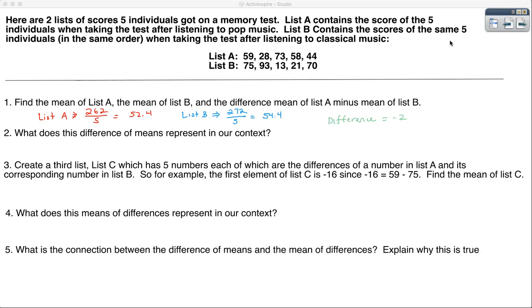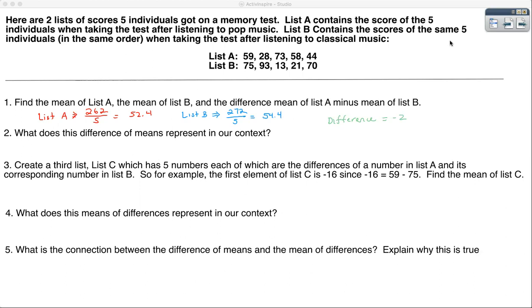Well, if we think about this, it's really just an estimate for how differently groups tend to score on the test after listening to the 2 different types of music, right? So we had this score that was taken after the 5 individuals listened to pop music, and then we have this list of the scores after they listened to classical music. The difference is -2, so that's giving us an estimate for how differently the groups tended to score on the test after listening to each type of music.